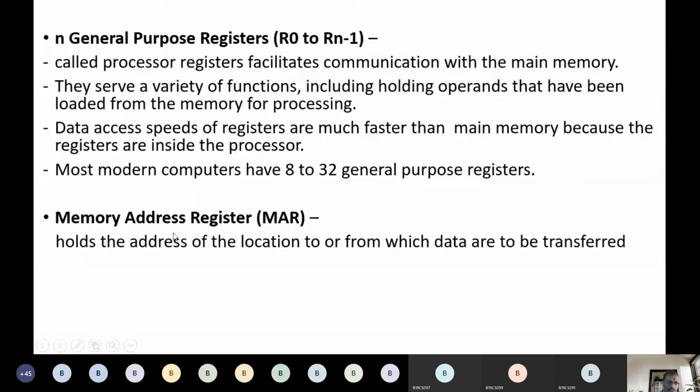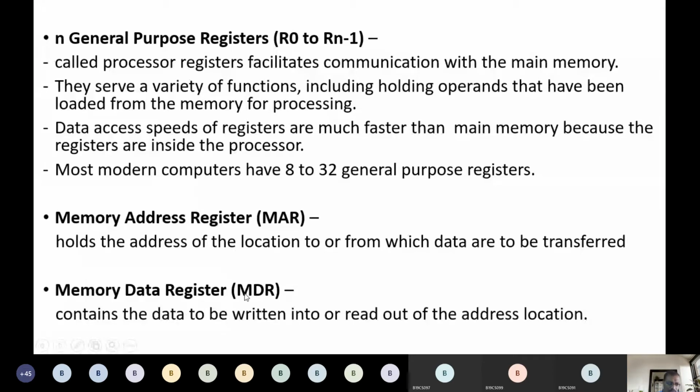Next is the memory address register. It stores the address of a location which is referred to in the main memory, and the memory data register stores data. The memory data register stores data which can be written to memory, that is the main memory. When I say memory, just remember it is main memory. So data is written to main memory or read from main memory.